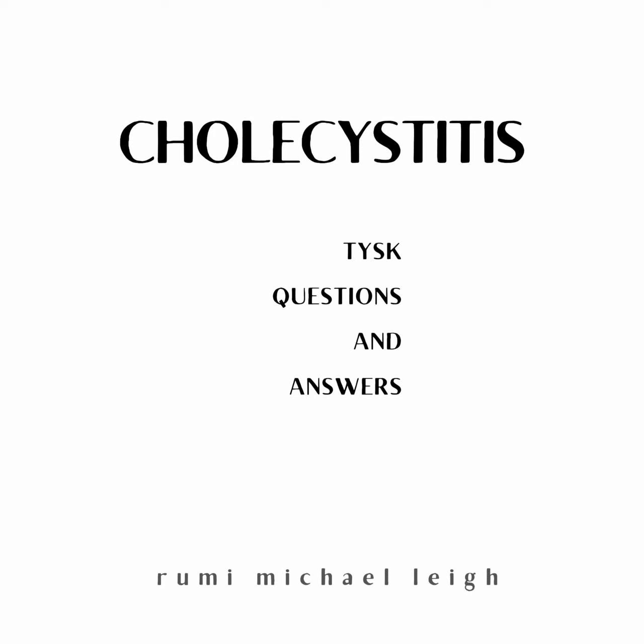6. What is gangrene? Gangrene is the death of body tissue due to a lack of blood supply. 7. What is an abscess? An abscess is the accumulation of pus. 8. What is peritonitis? Peritonitis is the inflammation of the peritoneum.